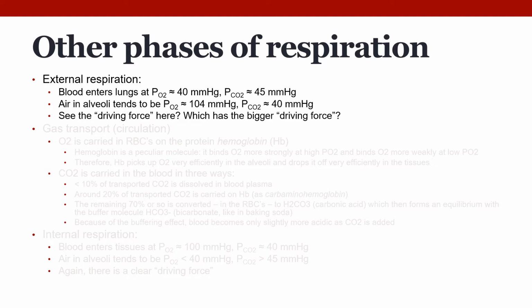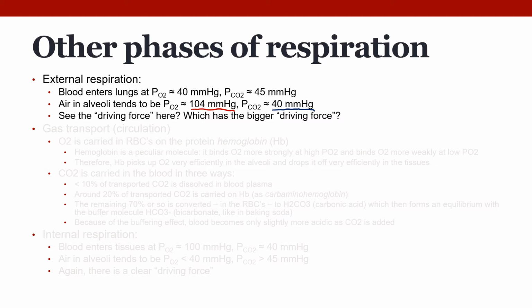So the air in the alveoli has got an actual pressure of 104 millimeters of oxygen and 40 millimeters of CO2. Those are called partial pressures because the total pressure in the alveoli is about 760 millimeters of mercury. So oxygen is 20% of that. CO2 is less than 20% of that, obviously.